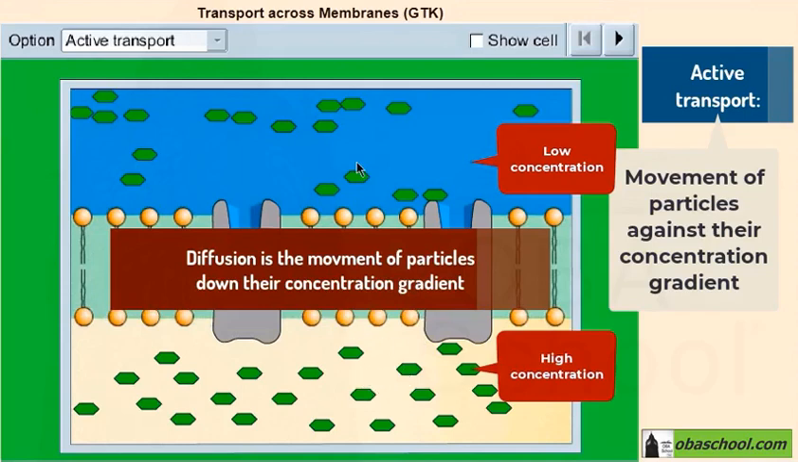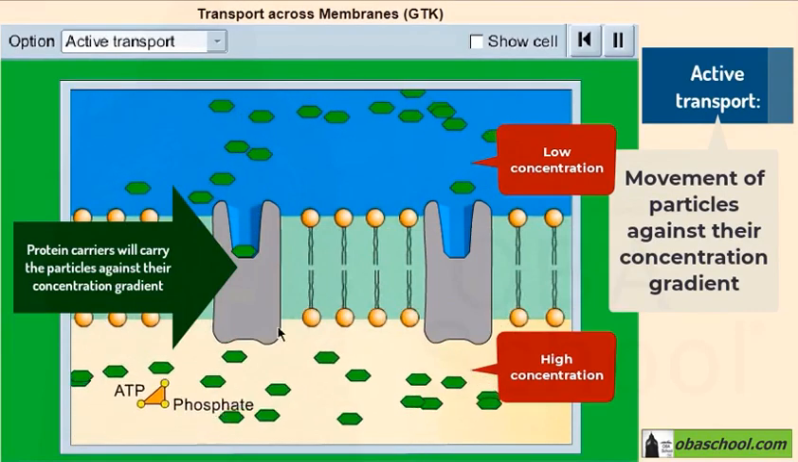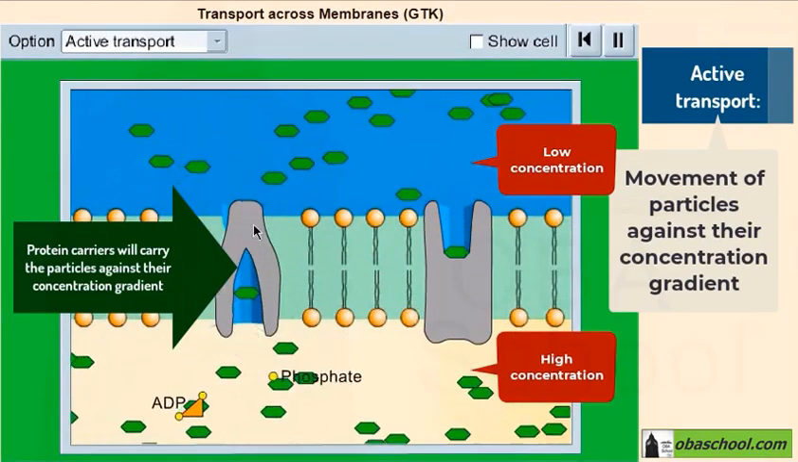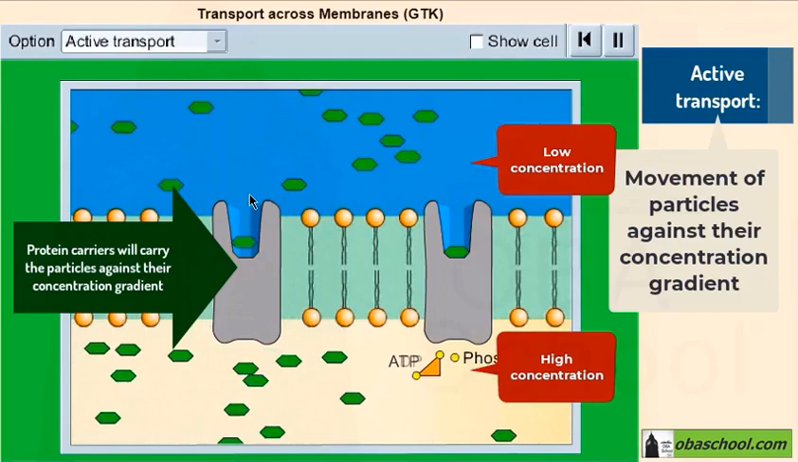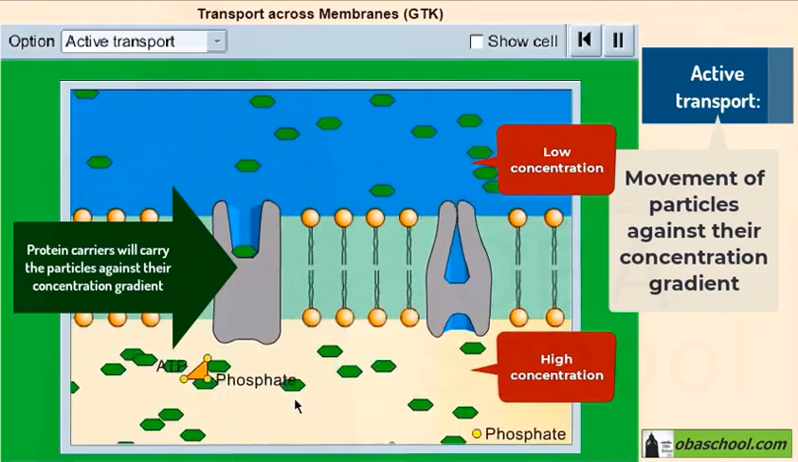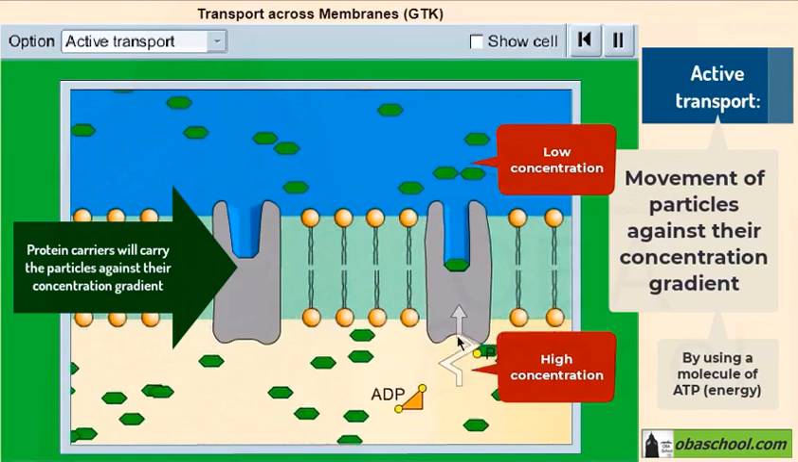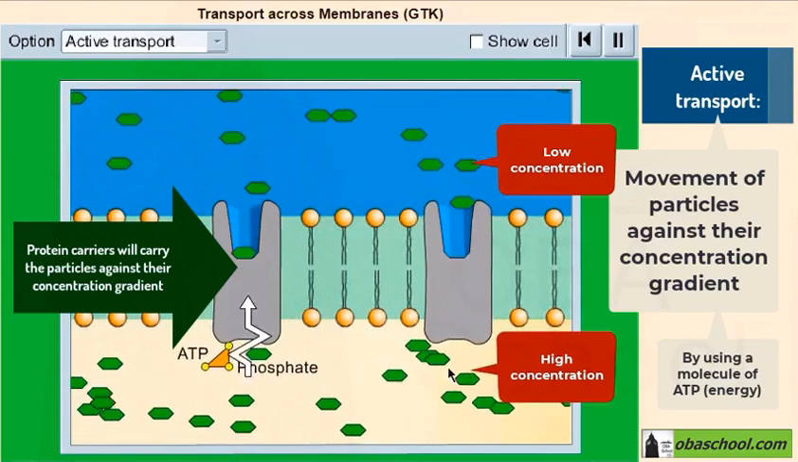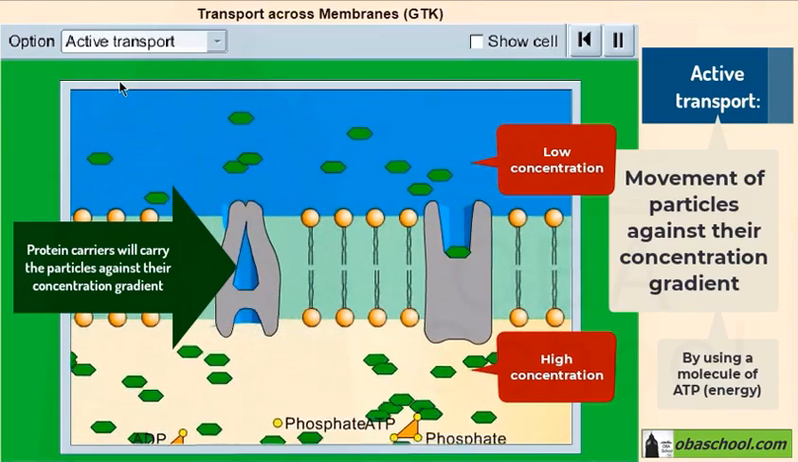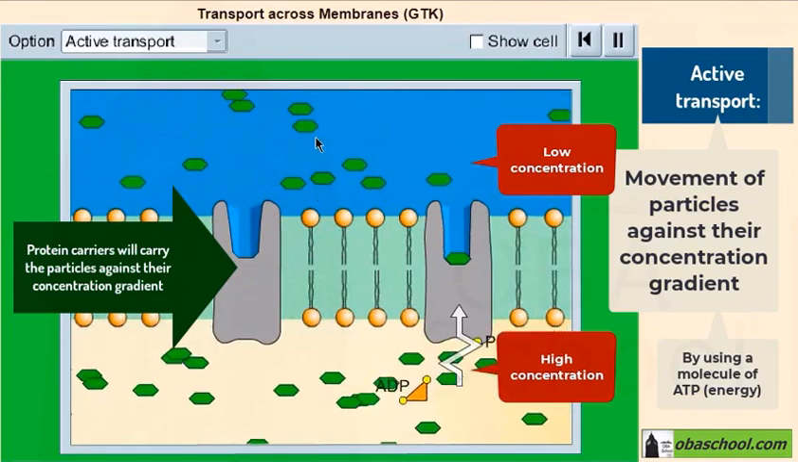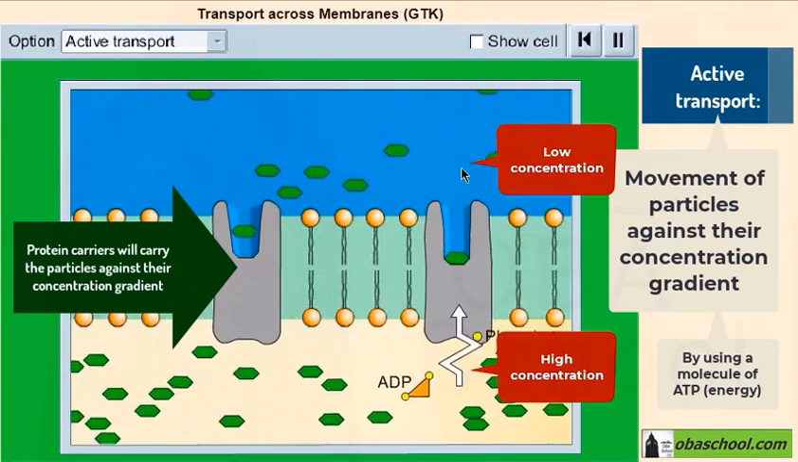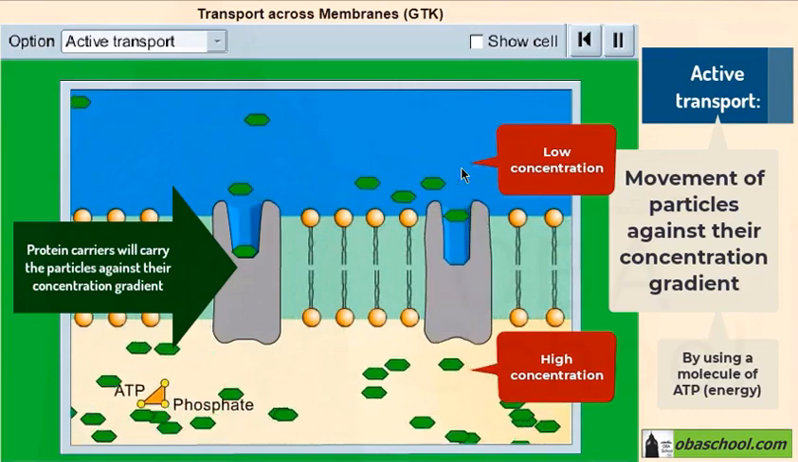To overcome this problem, the cell uses special protein carriers which will carry the particles against their concentration gradient by using a molecule of ATP for energy. So, in active transport, the cell uses ATP for energy in order to carry the particles against their concentration gradient.